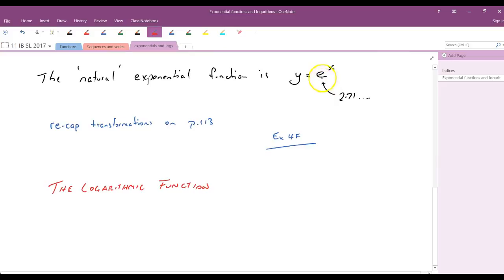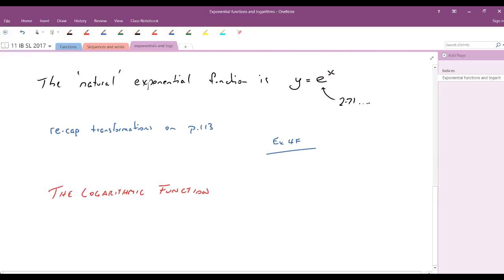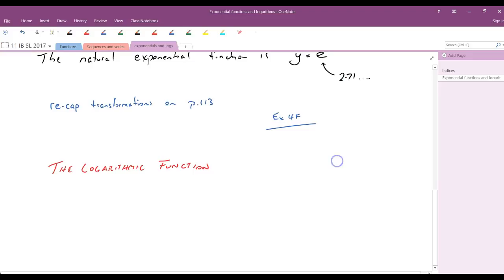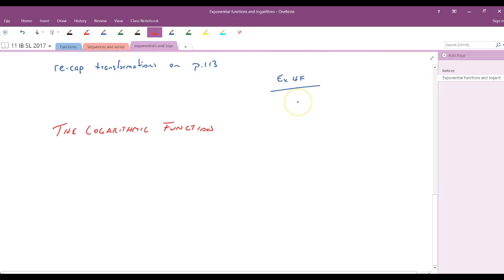We brought in this natural exponential function, and what this e represents, and I asked you to recap some transformations in exercise 4f. So now the logarithmic function. Well, let's get straight to it. I want to talk about what actually a logarithm is.